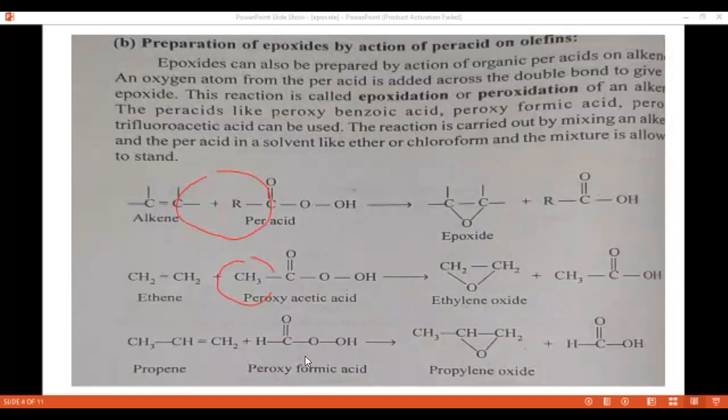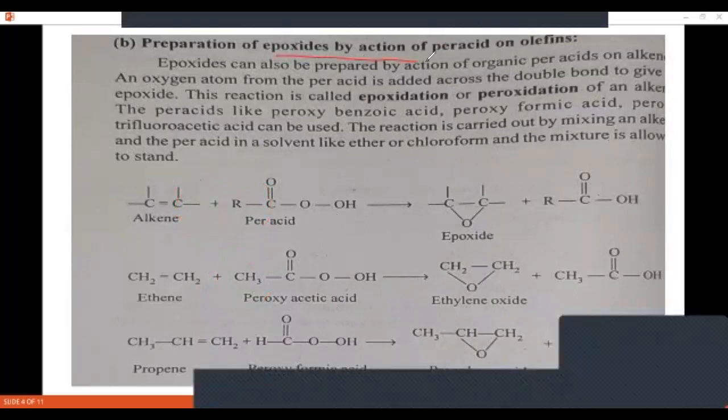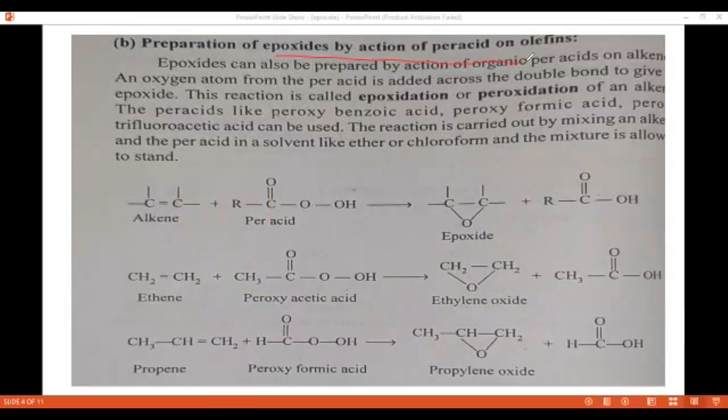Now the second method is the preparation of epoxide by the action of peracid on olefins. Olefins means alkenes. The epoxide can also be prepared by the action of an organic peracid on alkenes, which means the alkene reacts with the peracid.